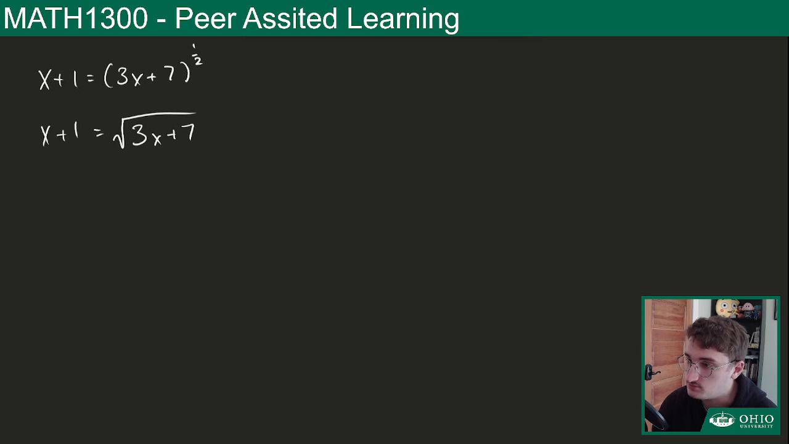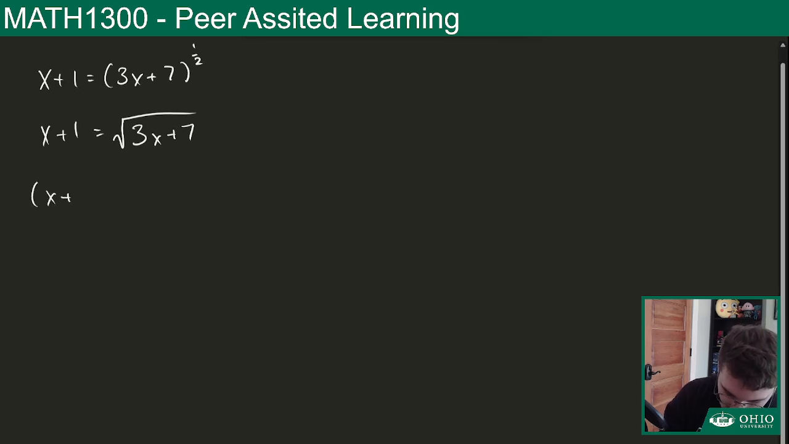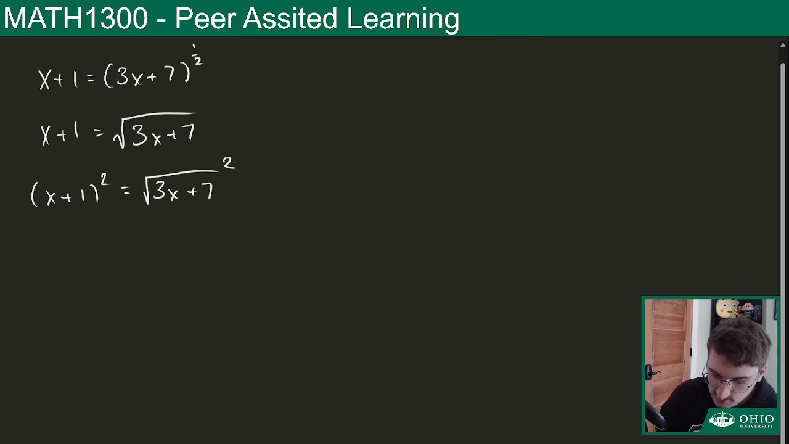But what we can do is raise both sides to a power of 2, and that'll cancel out the square root, and then we'll have a polynomial left over to work with. So let's square both sides of this equation, because whatever we do to one side, we have to do to the other. And a square and a square root will undo each other.